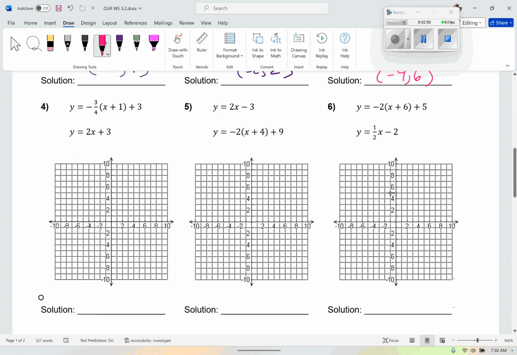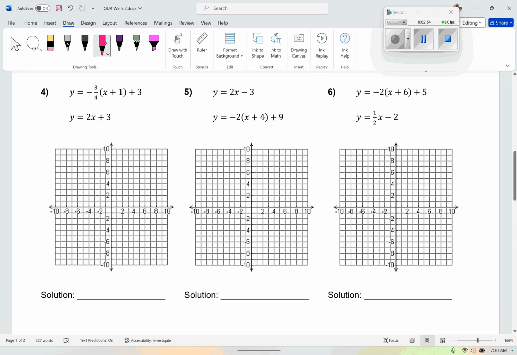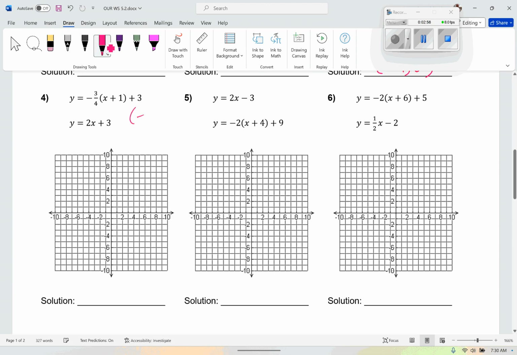Number 4, we have a point. We have a point at (-1, 3) for this one. So (-1, 3) is right there. We have a slope of negative 3 over 4. So I'm going to go down 3, right 4. I can also go up 3, left 4.